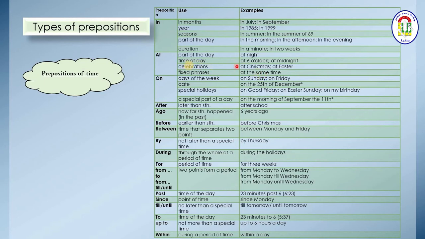Okay. On is used also with the days of the week, dates, special holidays, special parts of a day. I say dates, meaning there is the month, the day, and the year. For example, I say on Sunday, not at Sunday or in Sunday. I say on Friday. I say on the 25th of December. Special holidays: on Good Friday, on Easter Sunday, on my birthday.